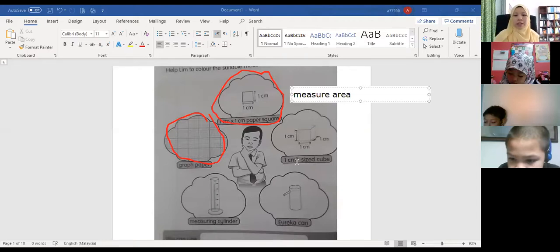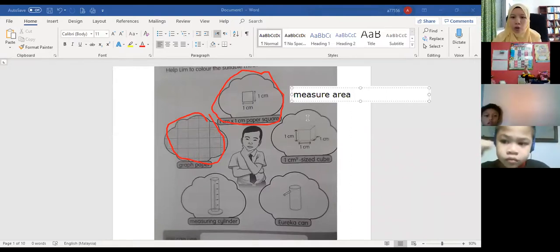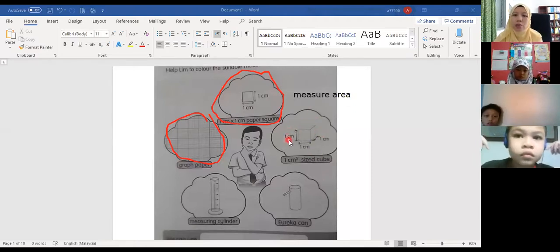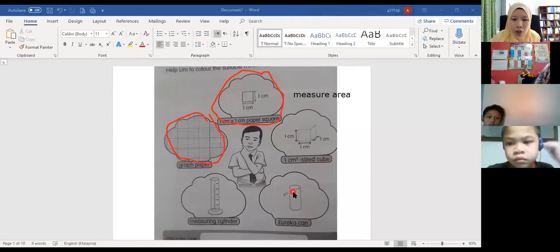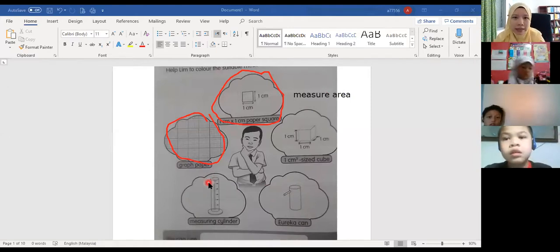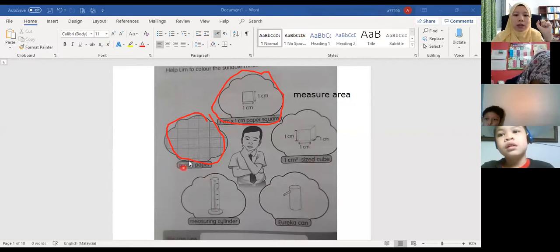Can we use a 1 cm cube? No, we cannot use it. Look here. We cannot use the cube because this cube is to measure the volume. We also cannot use the Eureka can. No, because this Eureka can is to measure the volume. Same goes for the measuring cylinder. This measuring cylinder is used to measure the volume. So the question asks you the method to measure the area. So here only two methods that we can use: graph paper and also 1 centimeter times 1 centimeter paper square.